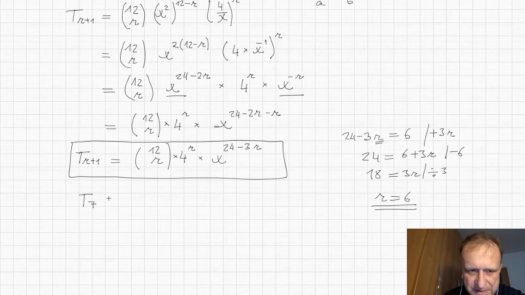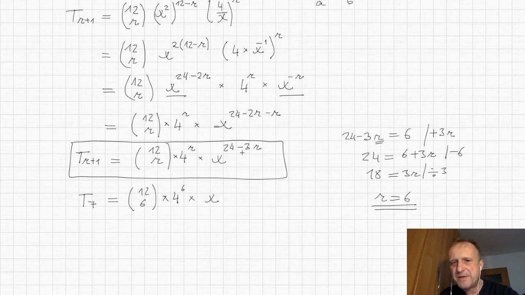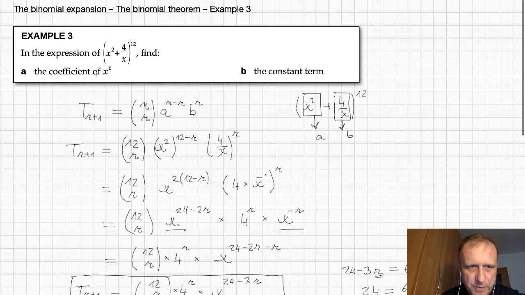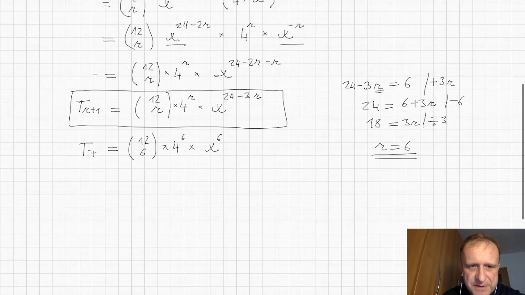So it's actually the 7th term. 6 plus 1 is 7, it's the 7th term, and it is 12 choose 6, times 4 to the power of 6, times x to the power of 24 minus 3 times 6, so 24 minus 18, and you see that it really is 6. So we have the proper term. And the question in the problem was: find the coefficient of x to the power of 6.